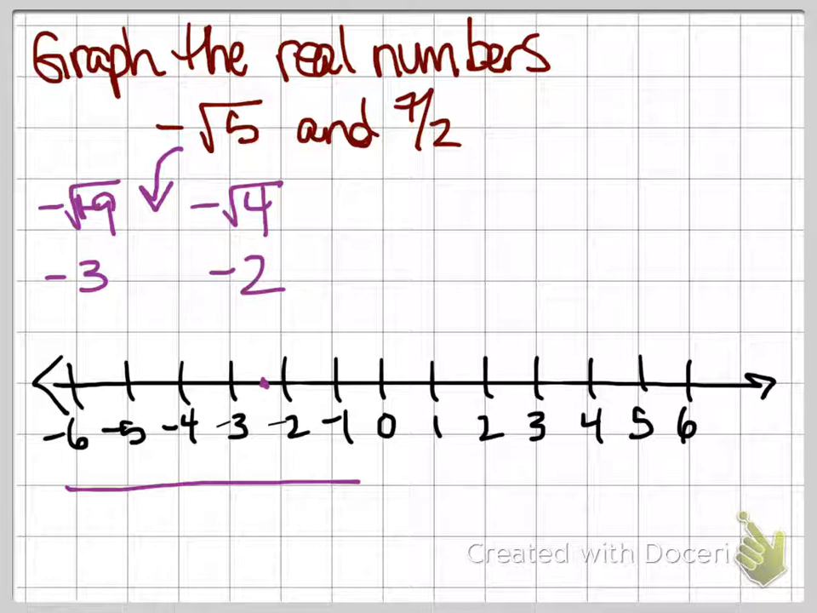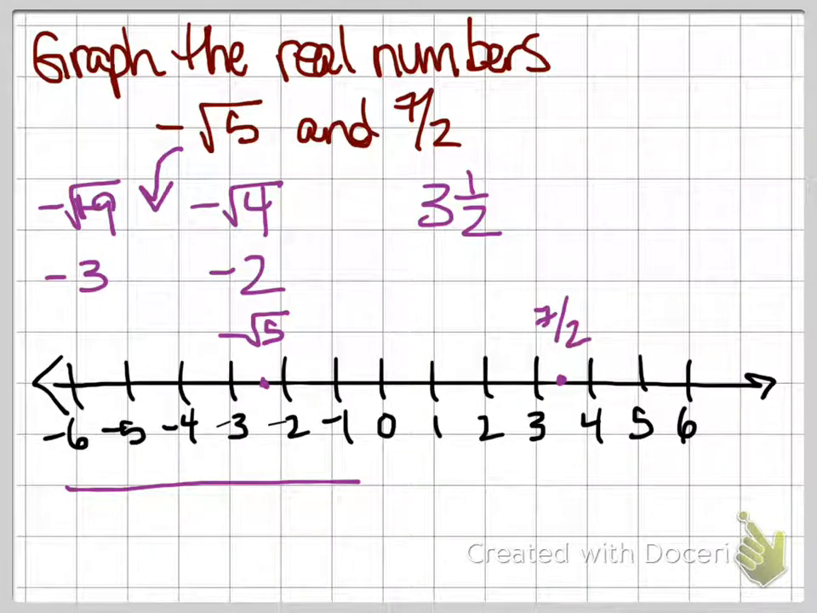7/2, if we change this into a mixed number, we get 3.5, and so 3.5 is halfway between 3 and 4. Make sure when you label your numbers on a number line, if you did put this into a decimal, you still need to label the number line with the number that was given in the original problem. So this isn't actually 3.5, but when you label your number line, you would label it as 7/2.